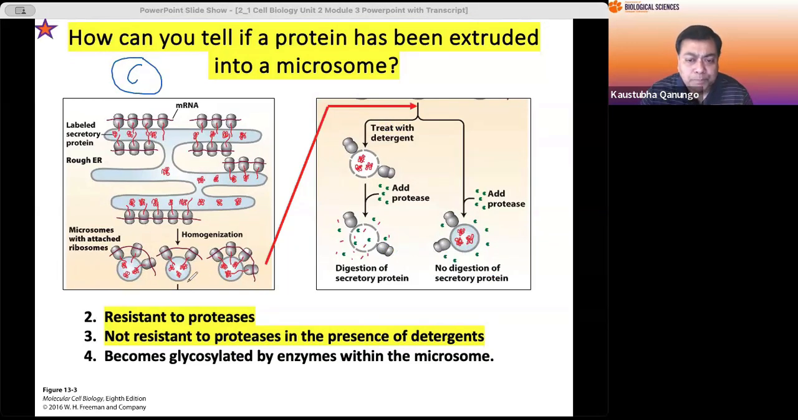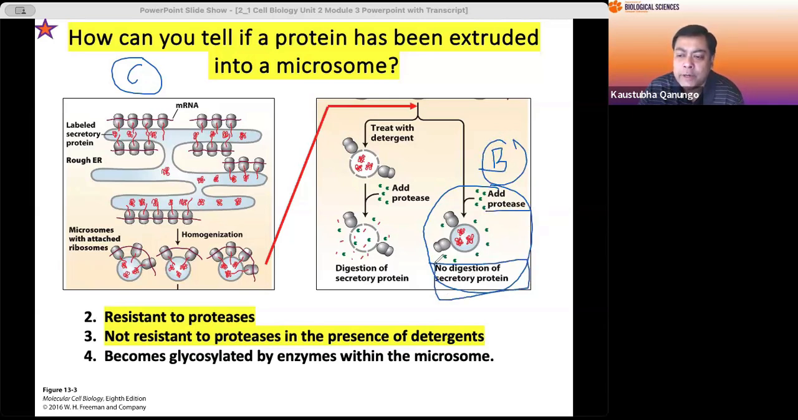What we did here, the first part is just the B experiment of the previous slide. See that you have the microsomes, and the protein synthesis took place. They're all inside, and you take this. Now you have two different fractions. One of them is your B experiment from the previous one. You added the protease, and there is no digestion of the secretory protein.